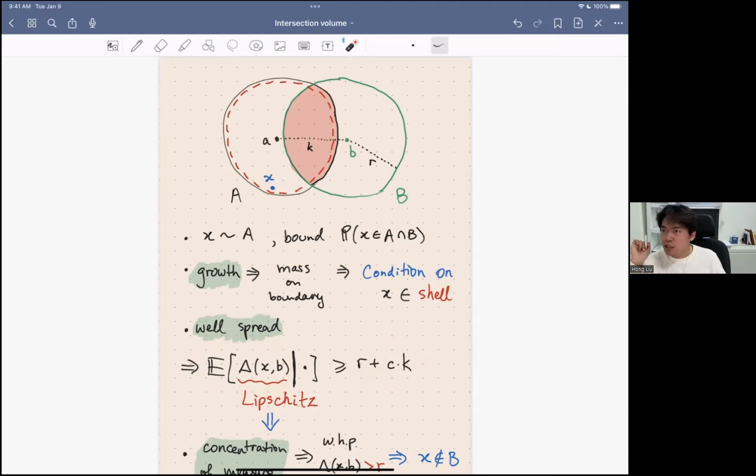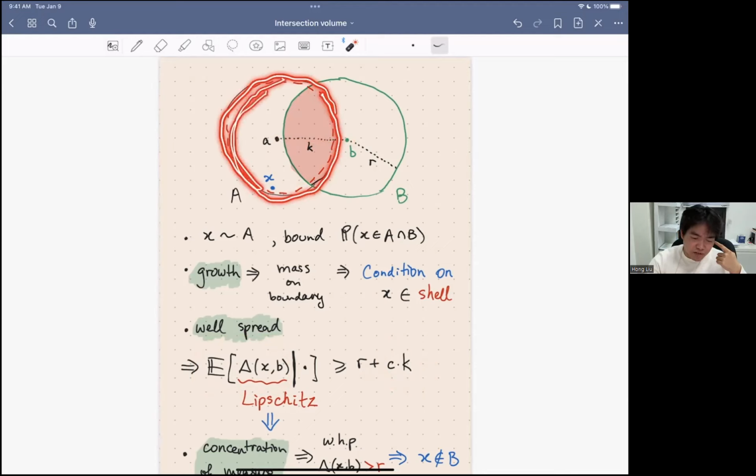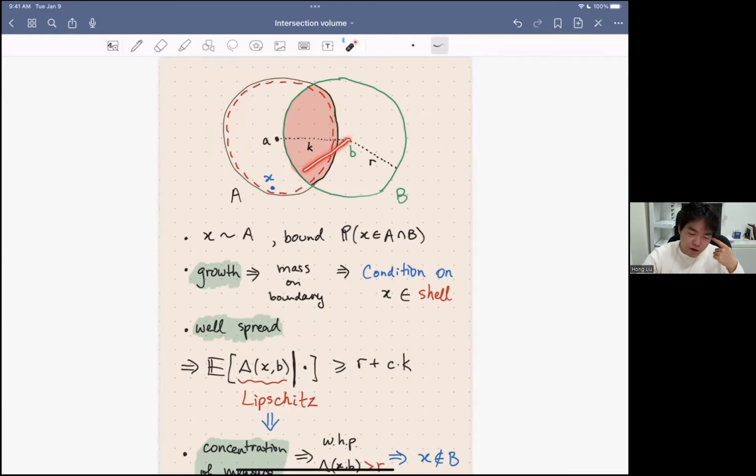Why is this intuitive? Let's again go back to the continuous setting. Let's look at R^n. If you have these two balls, A and B, where the centers are of distance K, and you uniformly random sample X on the boundary, then most of the time, intuitively, X is on the other side, and then it is already of distance R. And if you're on this side, you have to add something that's linear in K. So that's also a very intuitive condition.